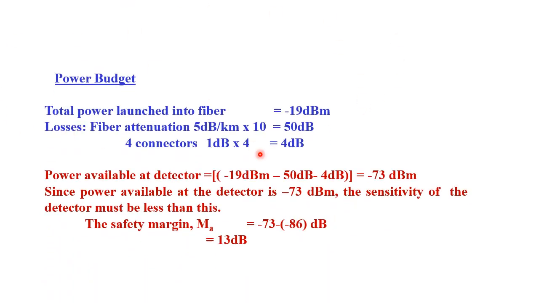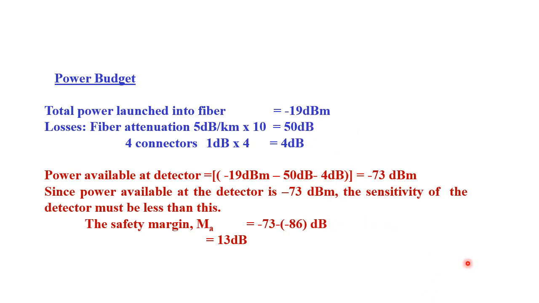Now power budget. Total power launched into the fiber is minus 19 dBm. Losses: fiber attenuation 5 decibel per kilometer, so for 10 kilometer distance, it is 50 decibel. There are four connectors, each with a loss of 1 decibel, so 1 decibel into 4 is 4 decibel. Now the power available at the detector is minus 19 dBm minus 50 dB minus 4 dB. Therefore it is minus 73 dBm.